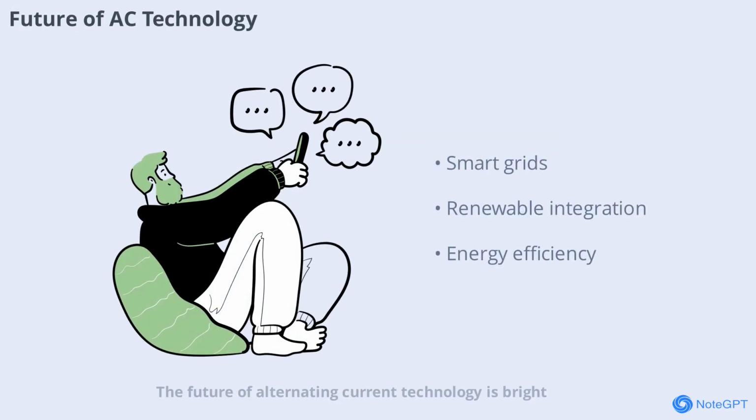The future of alternating current technology is bright, with ongoing advancements in smart grids, renewable integration, and energy efficiency. Innovations in AC systems are making electricity safer, more reliable, and more sustainable. Staying informed about these developments helps us prepare for the evolving landscape of electrical technology.